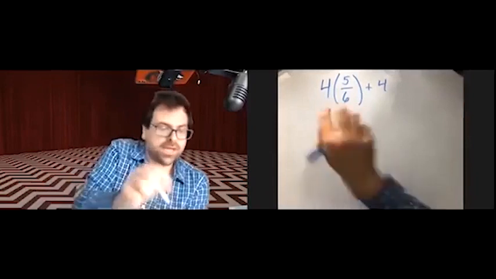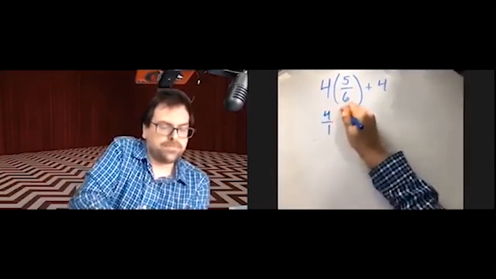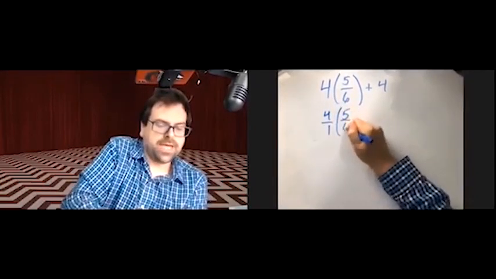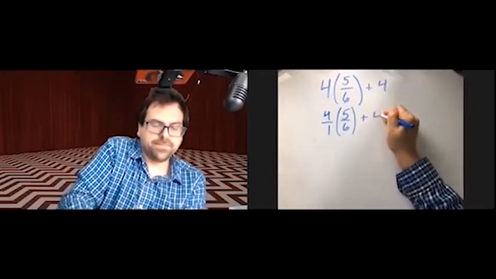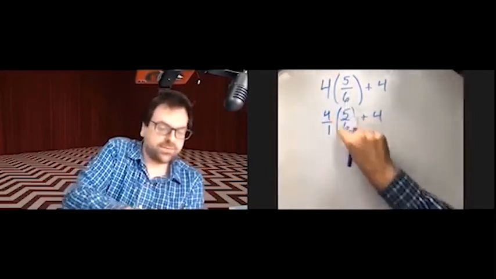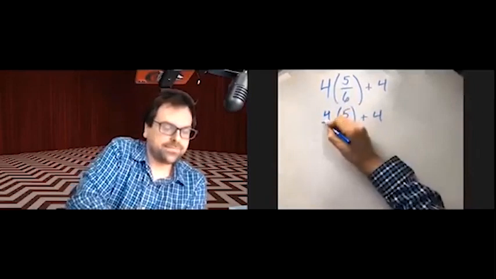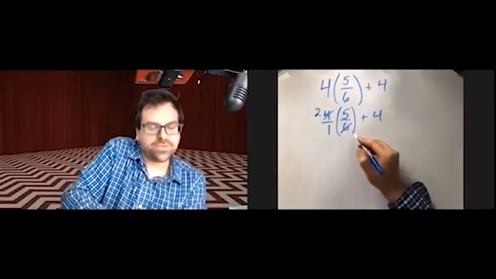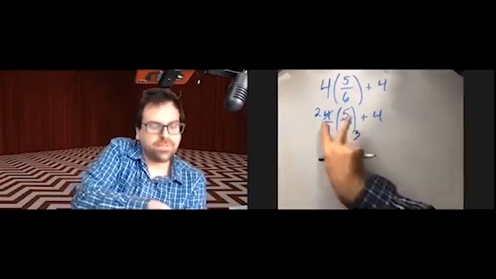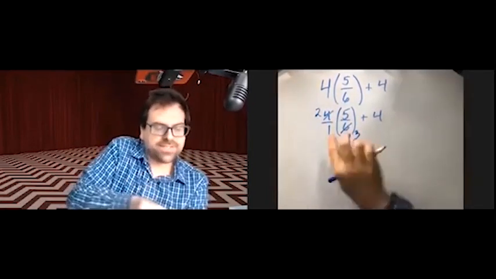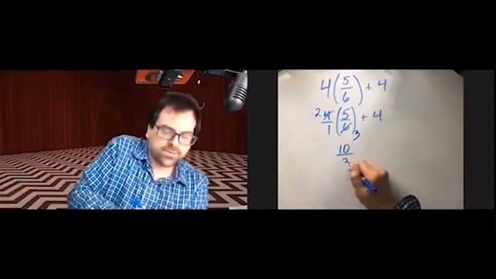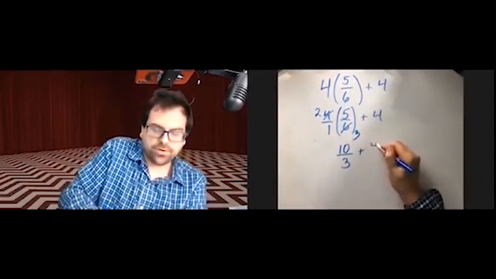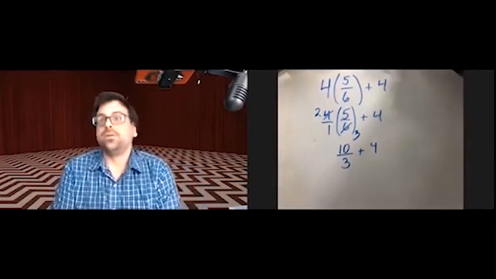Well, when we multiply, 4 is 4 over 1 times 5/6. We can cancel 4 and 6. Both divide by 2. 4 divided by 2 is 2. 6 divided by 2 is 3. 2 times 5 is 10. 1 times 3 is 3. So we have 10/3 plus 4.